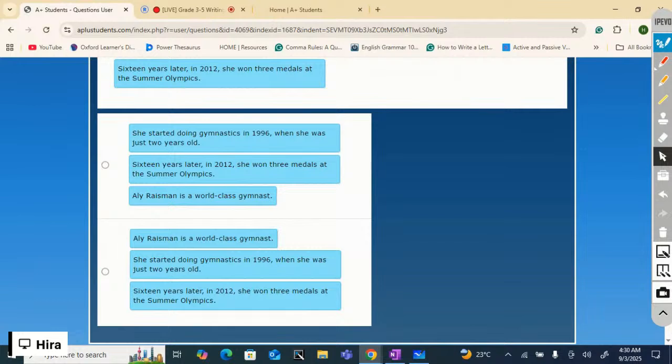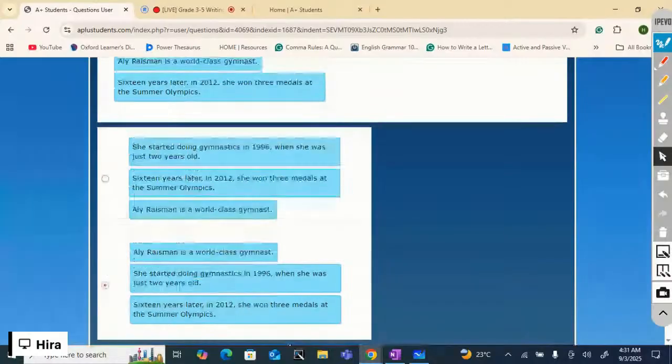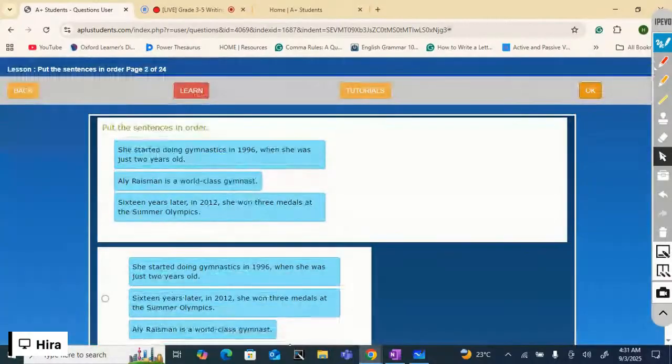Well, if you look at the second option, you'll write the name of this person first. Ali Raisman is a world class gymnast. Then she started doing gymnastics in 1996, because obviously we mention the event which happened first. Then 16 years later, in 2012, she won 3 medals at the Summer Olympics.